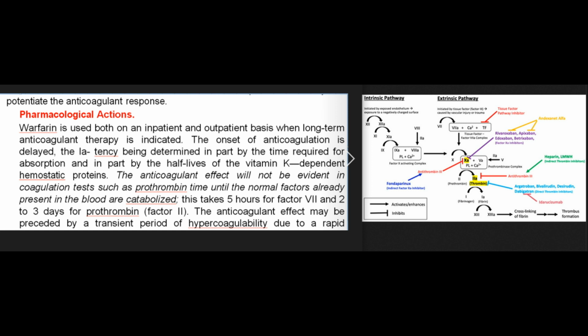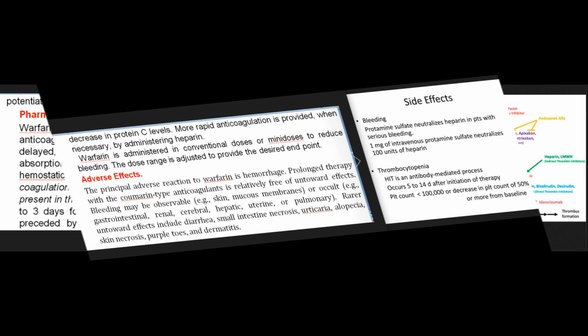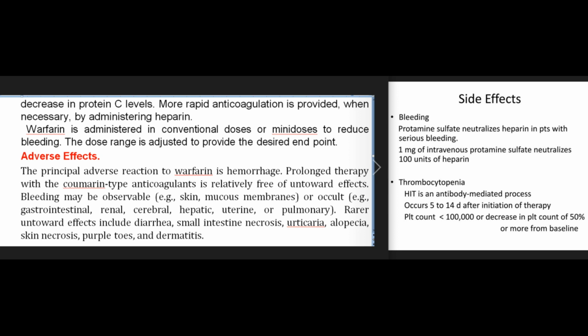The anticoagulant effect may be preceded by a transient period of hypercoagulability due to a rapid decrease in protein C levels. More rapid anticoagulation is provided, when necessary, by administering heparin. Warfarin is administered in conventional doses or mini doses to reduce bleeding. The dose range is adjusted to provide the desired endpoint.